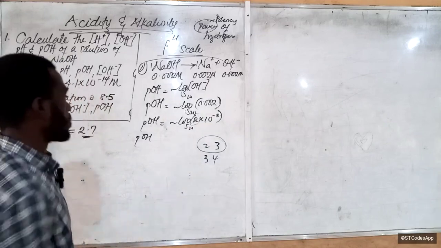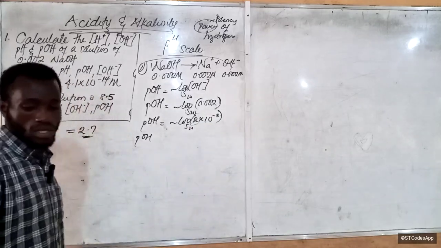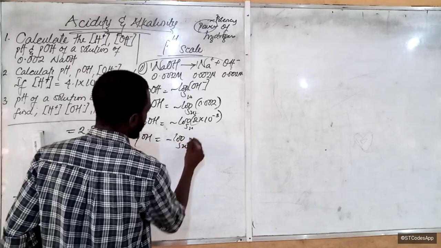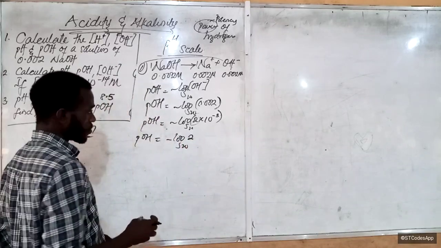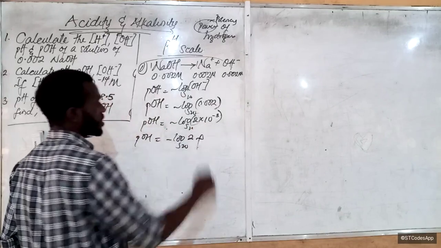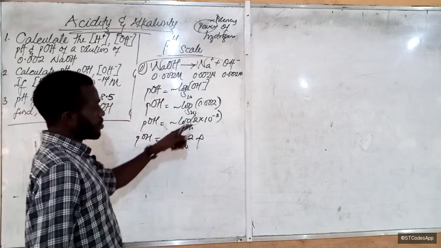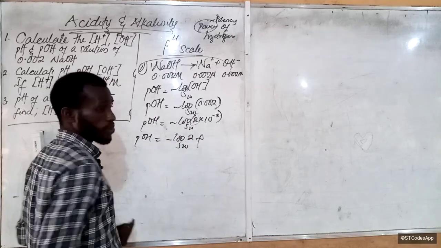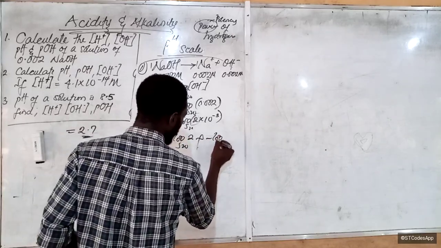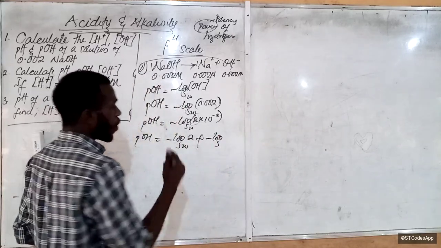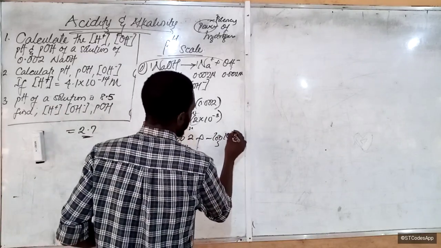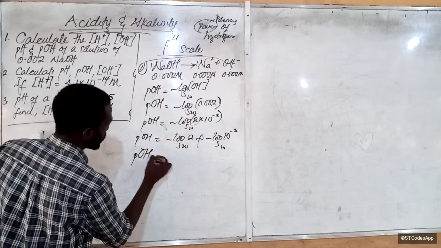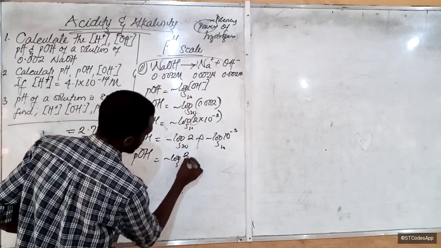All right, let me solve that using logarithm. So it's going to be minus log to the base of 10 of 2. Now plus, remember that our rule of logarithm says that if it is multiplication, it means it came from plus. Negative logarithm, again, of 10 raised to minus 3 to the base of 10. So pOH becomes minus log of 2 to the base of 10.